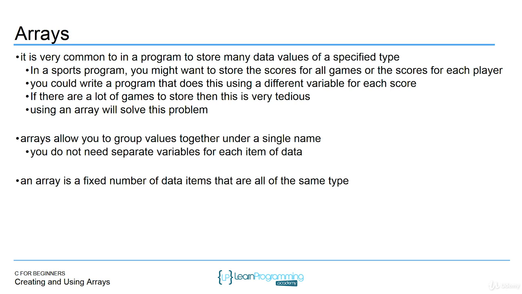An array is a fixed number of data items, and they're all of the same type. One issue with an array is that you can't change the size of the array. Once you create the array, it's always going to be that size. The other restriction is that you can't store multiple types of data. If you declare an array to store ints, it has to store ints. So, a couple of limitations.